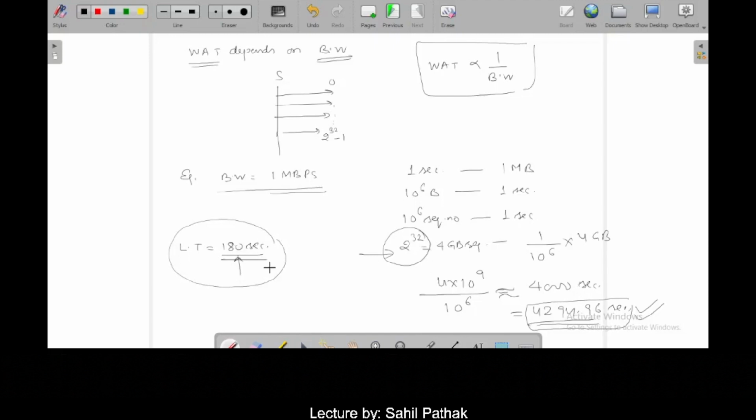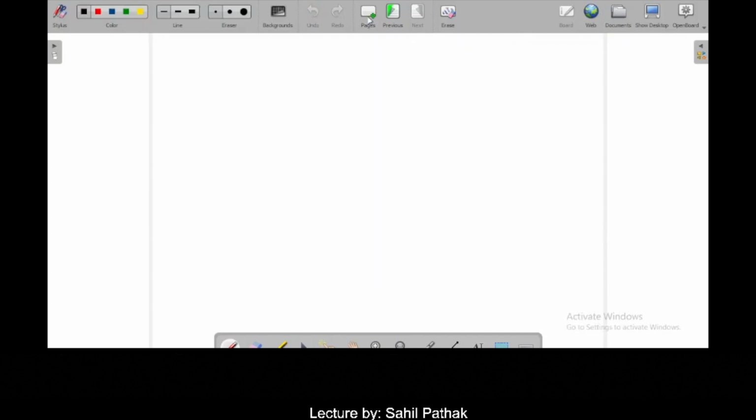सो उससे पहले ही हमारे पास वो पैकेट डिस्कार्ड हो चुके होंगे पुराने वाले, दैट मीन्स वो नेटवर्क में अभी लाइव नहीं होंगे। So there is no problem when wraparound time is greater than lifetime. Okay, then everything is perfect.